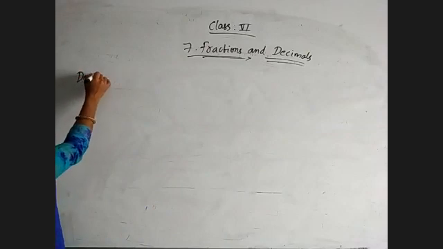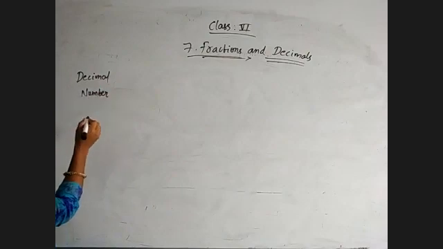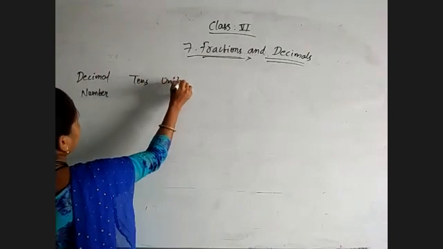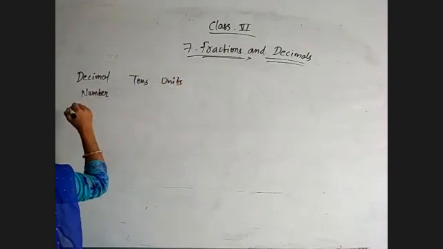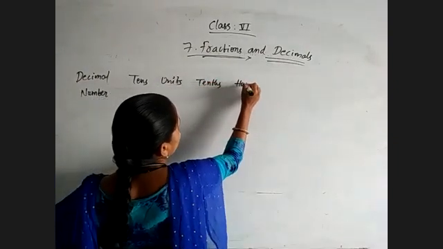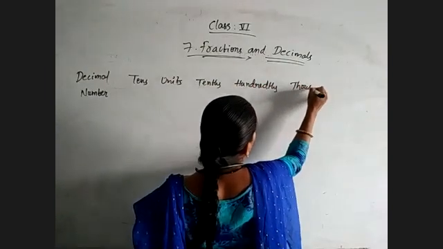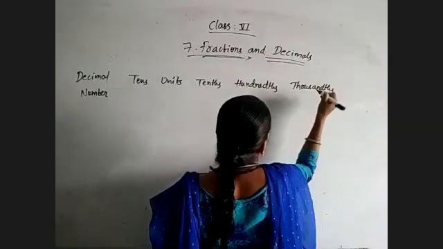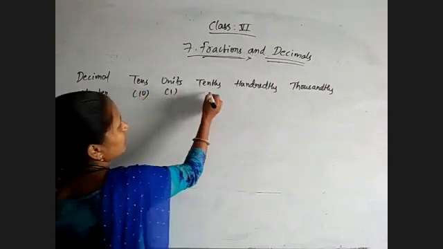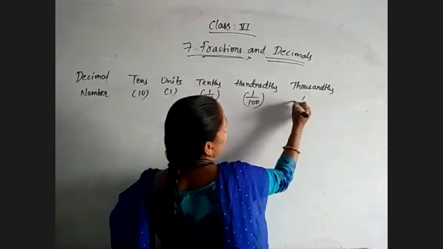Decimal number: tens, units, tenths, hundredths, thousandths. So units is ones, tens is 10, tenths is 1 by 10, then 1 by 100, 1 by 1000.